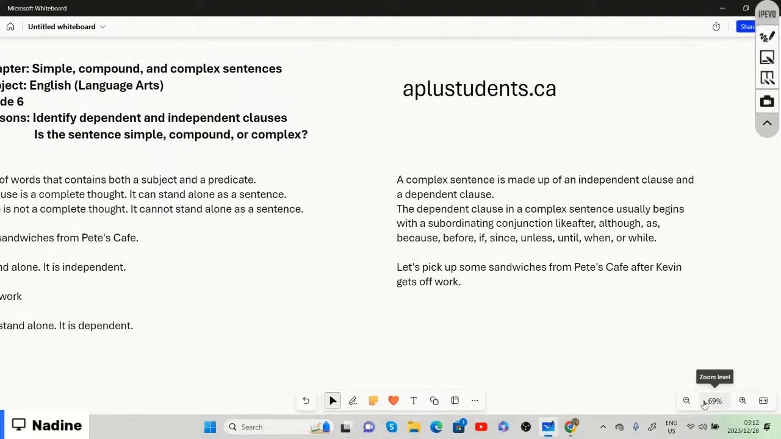So a complex sentence, right? It is made up of an independent clause as well as a dependent clause. So this is what we were mentioning as to how we can link up both an independent as well as a dependent clause, which we call a complex sentence. A complex sentence is made up of both an independent clause which can stand on its own as well as a dependent clause which cannot stand on its own and needs an independent clause, right?